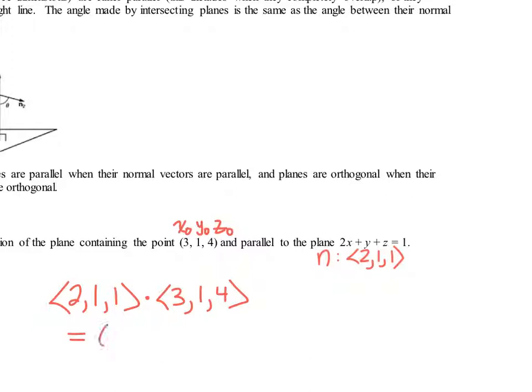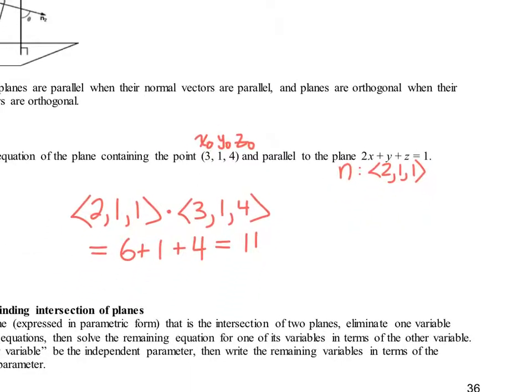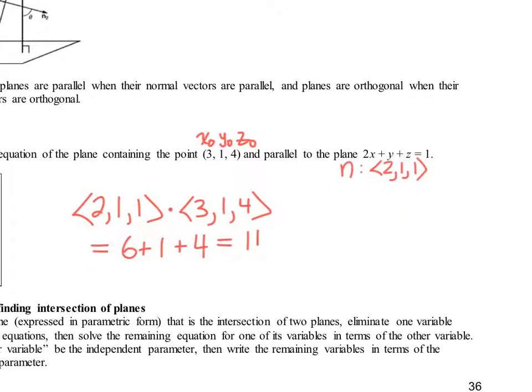It's going to give us 6 plus 1 plus 4 equals 11. And so therefore, we're looking at a plane 2x plus y plus z equals 11.